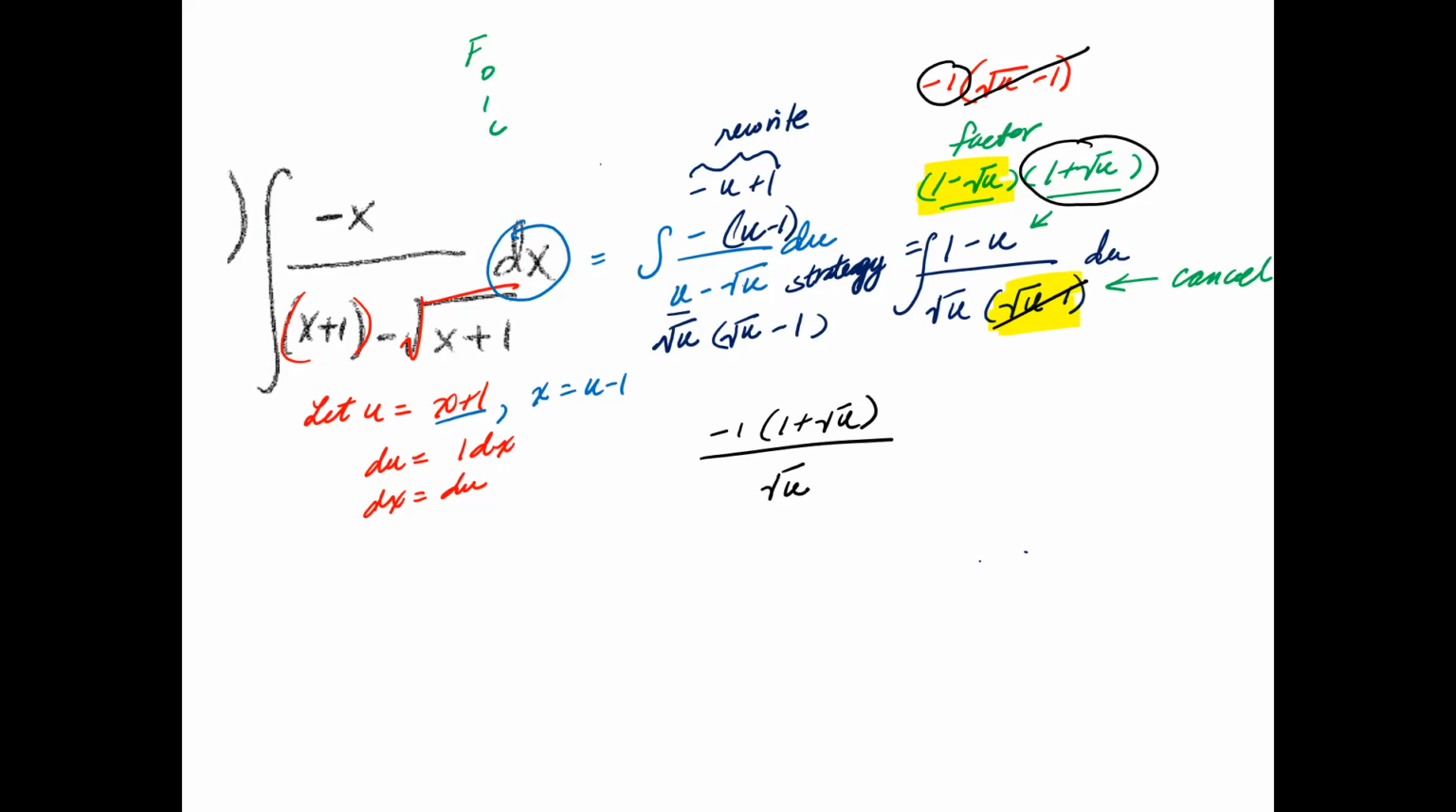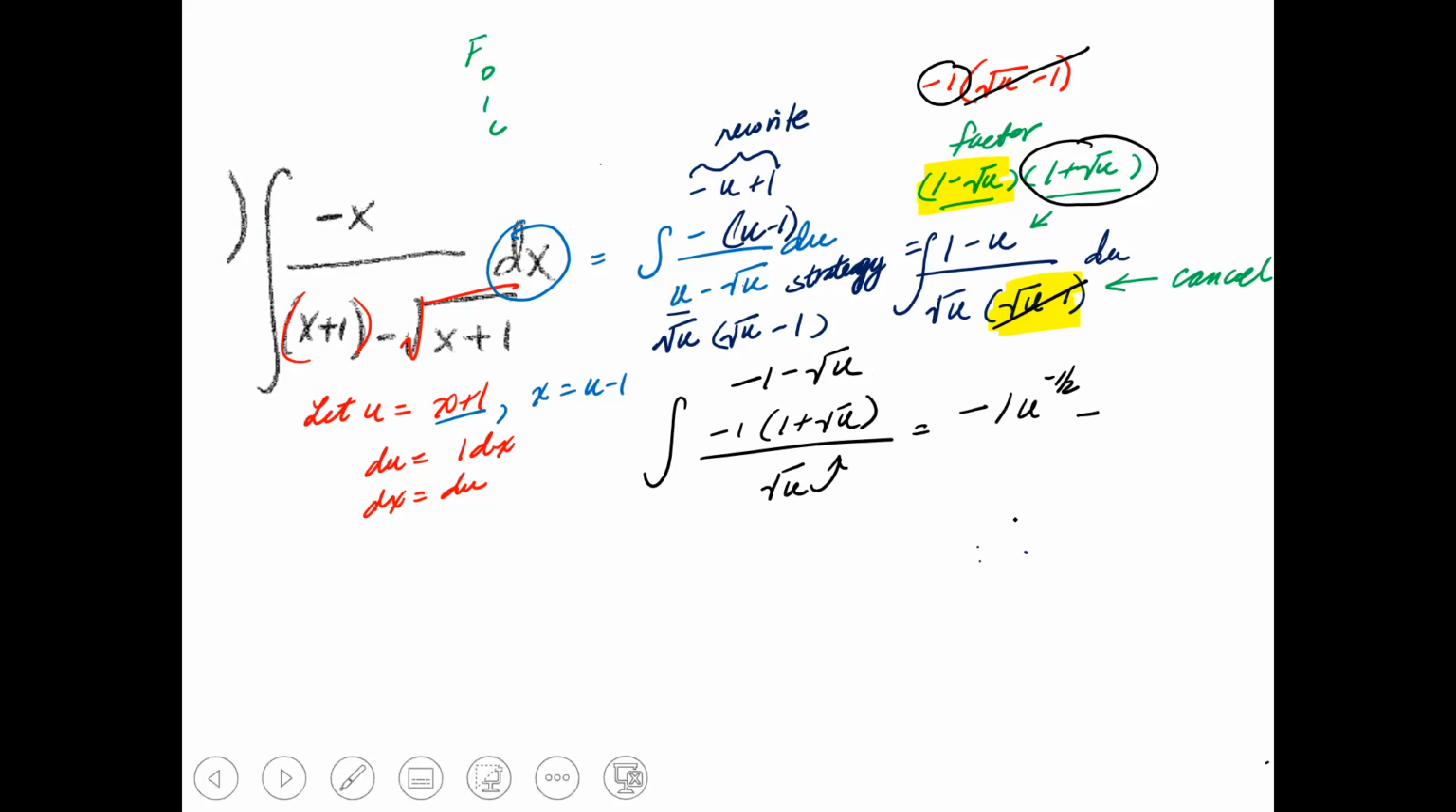Well, I can distribute this. Negative 1 minus the square root of u. And again, you're in integrals here. I can separate that, so I have a negative 1, move the u up to the u to the negative 1/2, minus, and here I have a negative. This could be written as u to the 1/2 times, if I move that up, u to the negative 1/2.